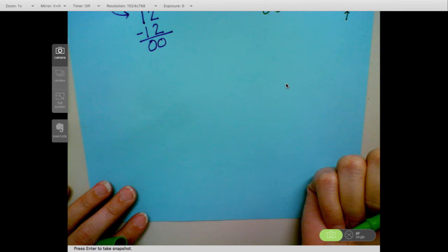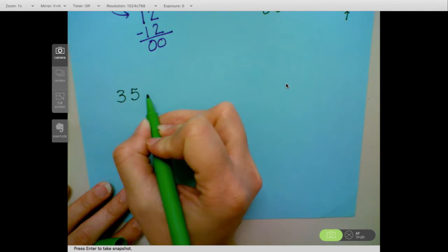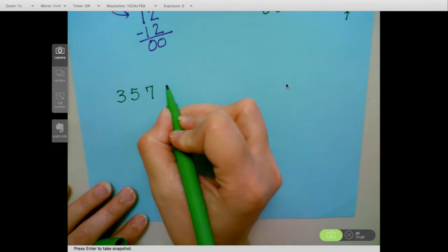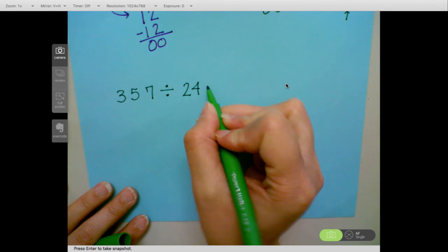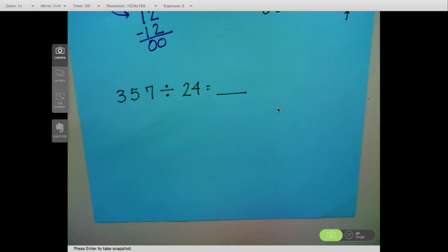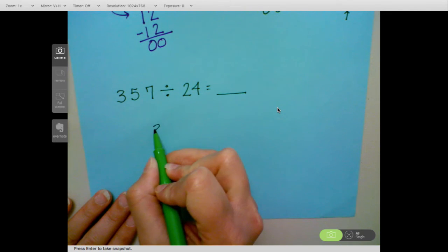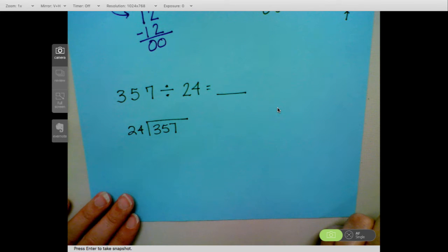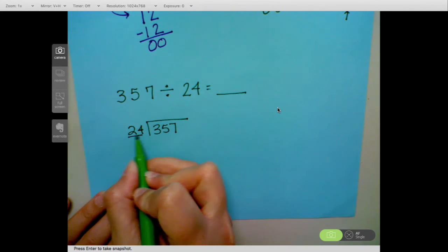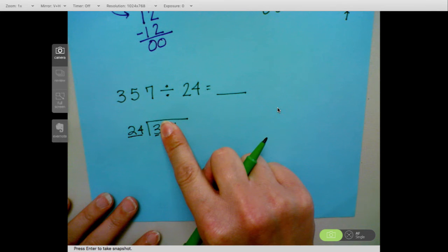Let's try, let me think of one. 357. Let's divide that by 24. 357 divided by 24. So we are going to have 357 in the house, 24 outside the house. Okay. So I've got 24. Will 24 go into 3? Nope, it won't. Okay, if I only have 3, I can't make a set of 24.